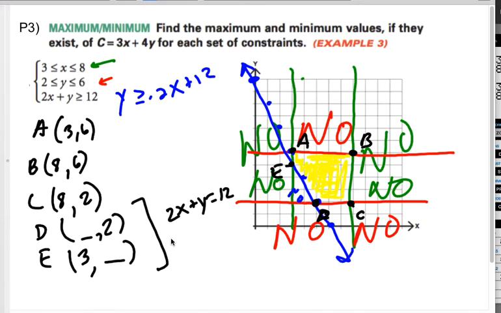So if I plug in, let's go ahead for this one and plug in where x is 3, right? That's going to be 6 plus y is 12, so y must be 6. And you can see that by visual inspection too. You could physically just count, right?